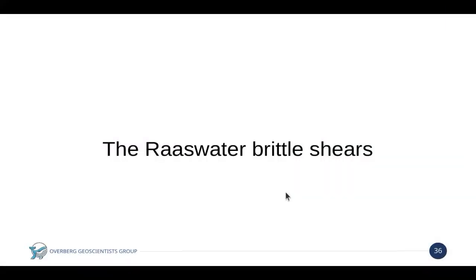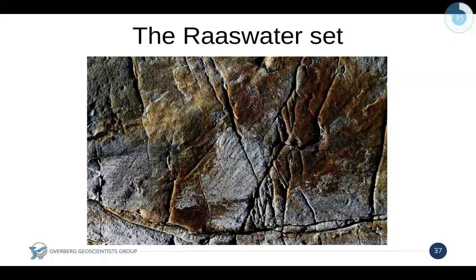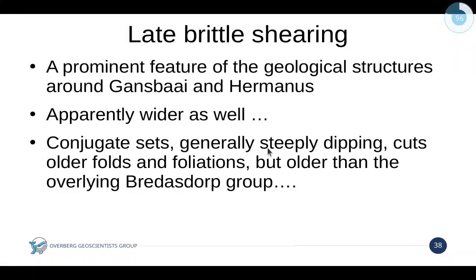Then the late phase of extension fractures in the area here, there's a photograph at Stanford's Cove showing some classic pattern of en-echelon fractures along a shear zone there. So we're looking at some late brittle shearing. It's a prominent feature of Gansbaai and Hermanus, and also wider. There are conjugate sets, generally steeply dipping, cutting older folds and foliations, but older than the overlying Table Mountain group.